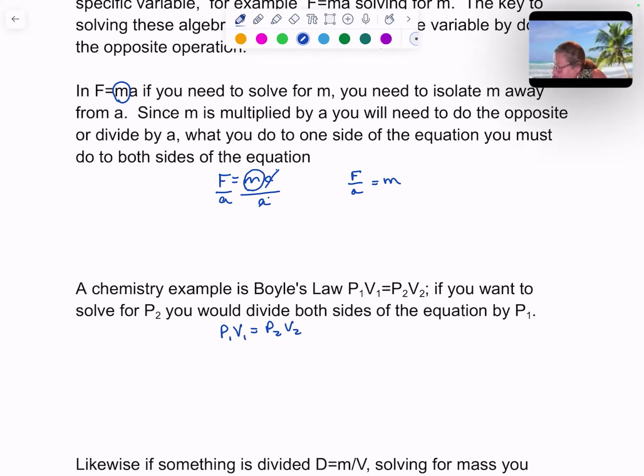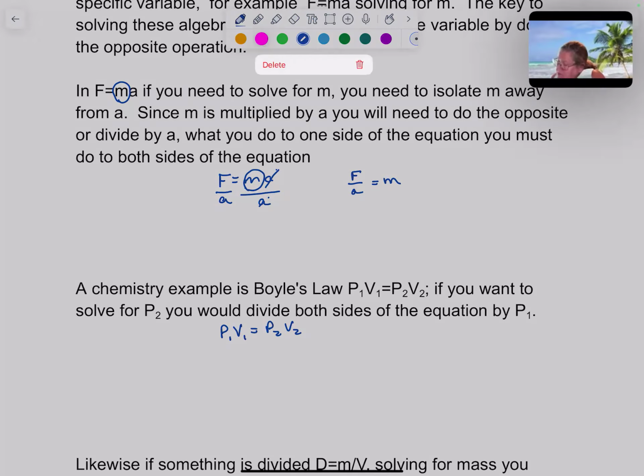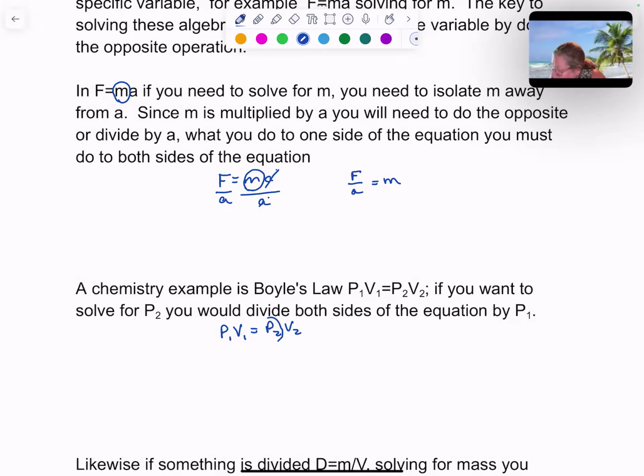I need to isolate P2. So I'm going to circle P2, and then I'm going to look at what's happening to P2. P2 is being multiplied by V2. So to get it by itself, I'm going to divide by V2. And what I do to one side of my equation, I do to both sides of the equation. The V2, sorry, will cancel out. And I'm left with P1 V1 over V2 equaling P2.